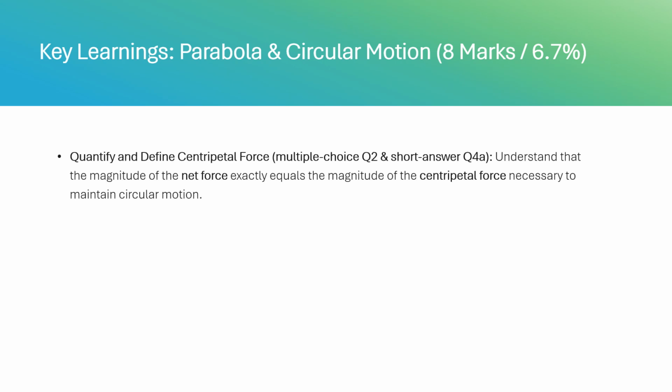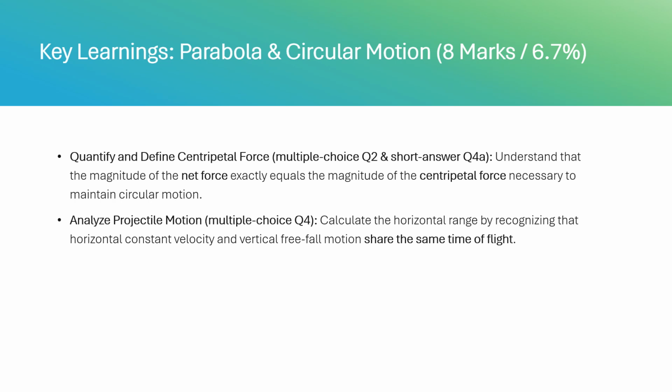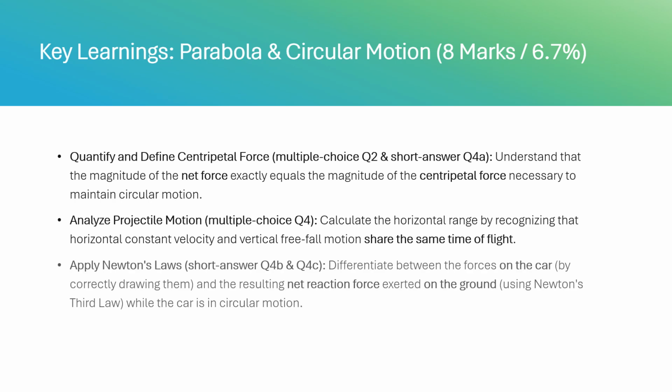Quantify and define centripetal force. Understand that the magnitude of the net force exactly equals the magnitude of the centripetal force necessary to maintain circular motion. Analyze projectile motion. Calculate the horizontal range by recognizing that horizontal constant velocity and vertical free fall motion share the same time of flight. Apply Newton's laws. Differentiate between the forces on the car by correctly drawing them and the resulting net reaction force exerted on the ground using Newton's third law, while the car is in circular motion.